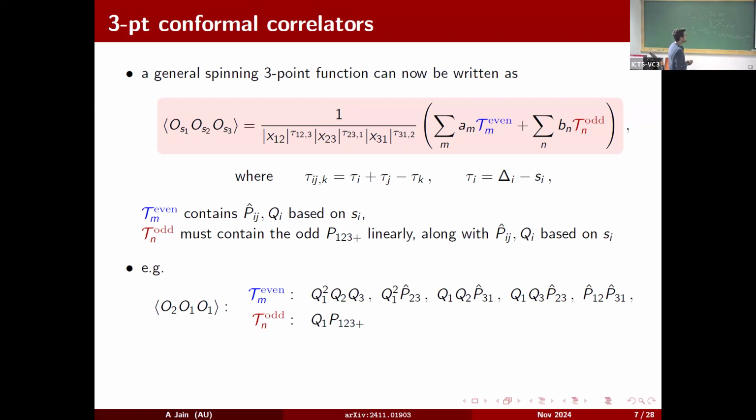For example, let's consider this correlator. This is a spin 2, spin 1, spin 1 correlator. The even structures that can come about in this are these. These are made up of the Q's and the P's that we saw in the last slide. There's also a single structure that can come about in the odd part. So this is a parity odd structure. It contains the P123 plus. But these are all the structures that are conformally invariant and which correspond to this spin structure.